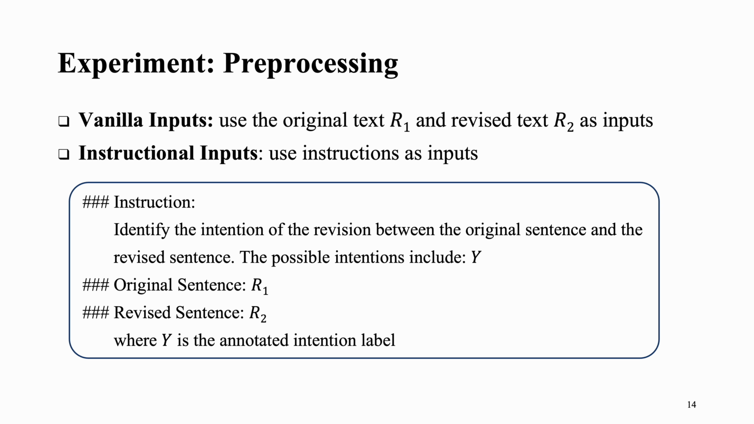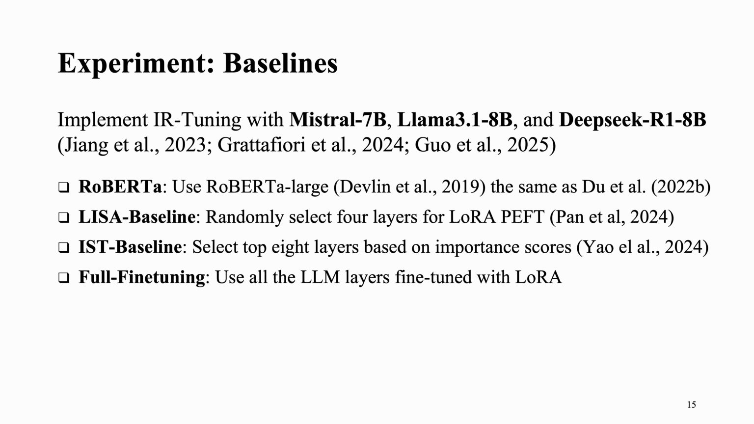In terms of the experiment, we use two kinds of inputs. The vanilla inputs just use the original text and revise the text. The instructional inputs use the instruction template shown below. We implemented IR tooling with Mistral 7 billion, Llama 3.1 8 billion, and DeepSeek R1 8 billion, compared to the following baselines.